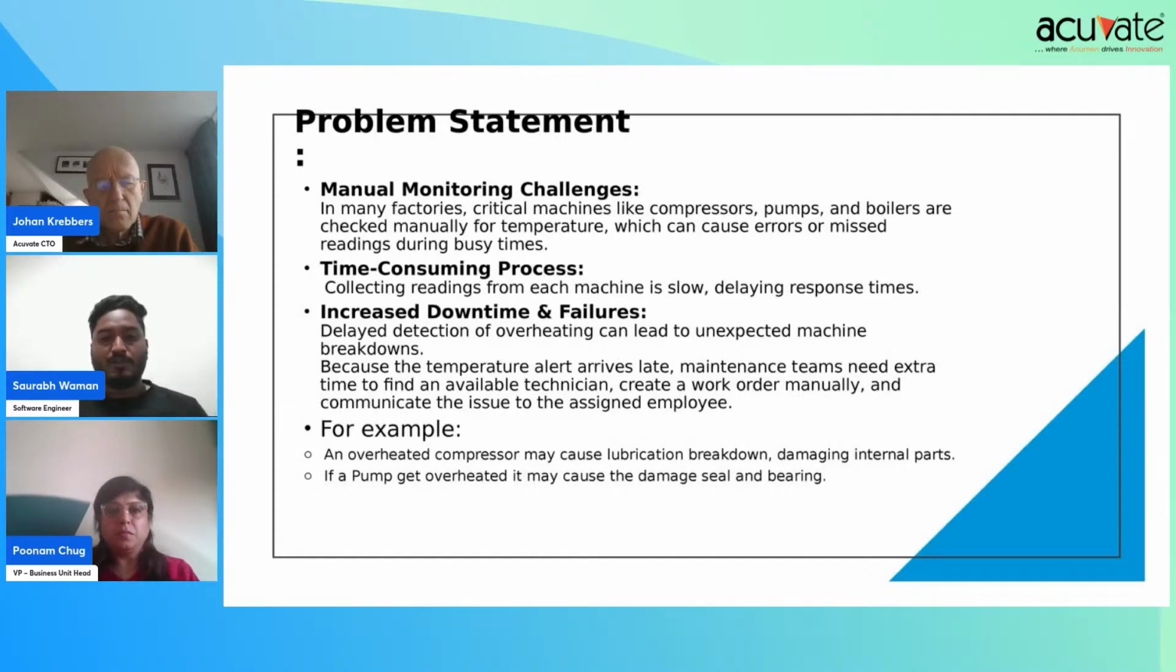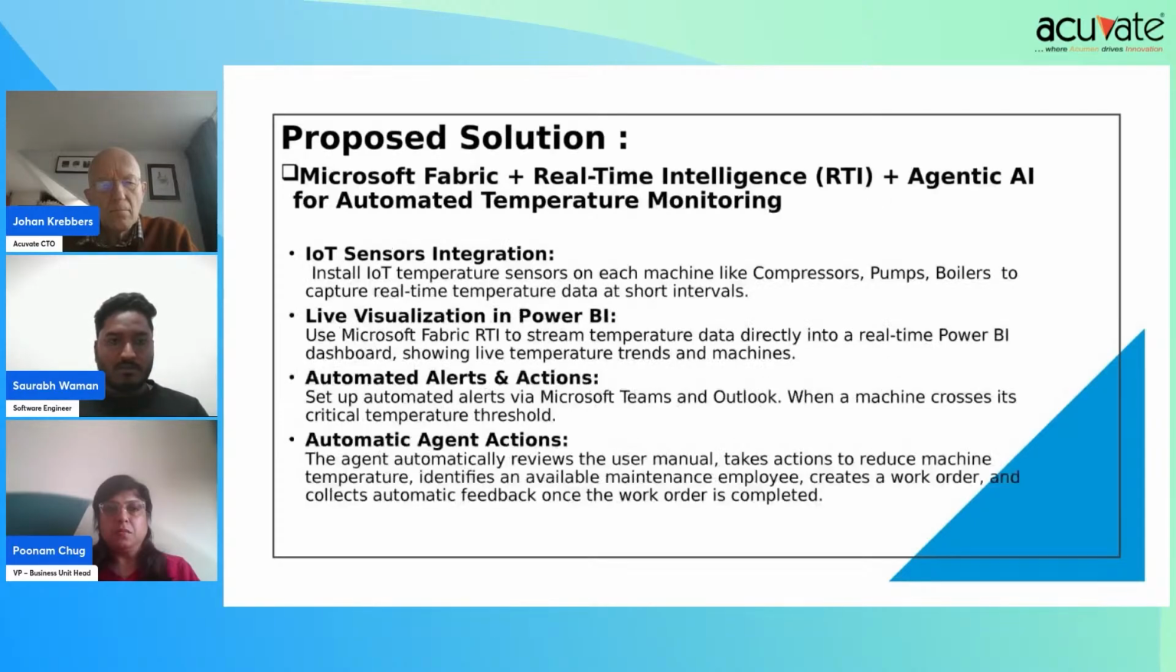the machine temperature is going high, so we need to take time to find the available person. It will take time to create a particular work order for that person for the maintenance of that particular machine. Suppose we take the example of a compressor. If the compressor gets overheated, there may be chances of lubrication breakdown, or sometimes its internal parts may be damaged. Can you take the next slide, please, John?